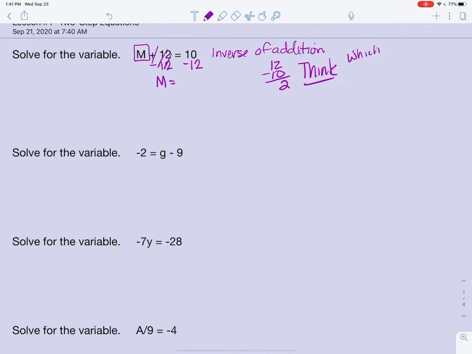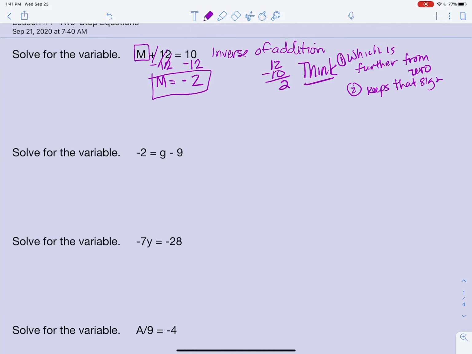which is further from 0, and that would be, in this case, the negative 12. So it gets that sign. So my answer is 2, but then I have to think which one is further from 0, and in this case, it is the 12, so the answer is m equals negative 2.